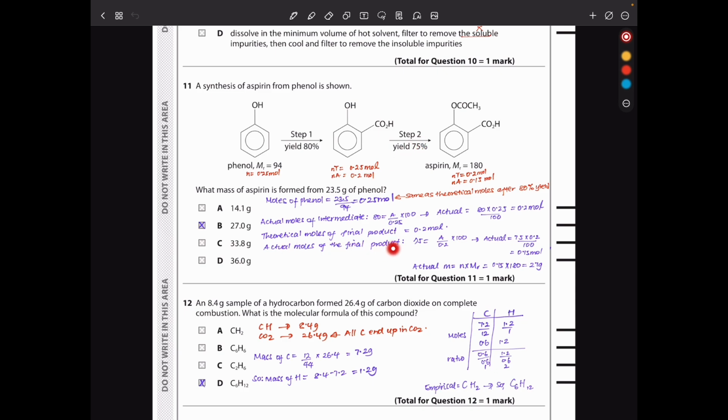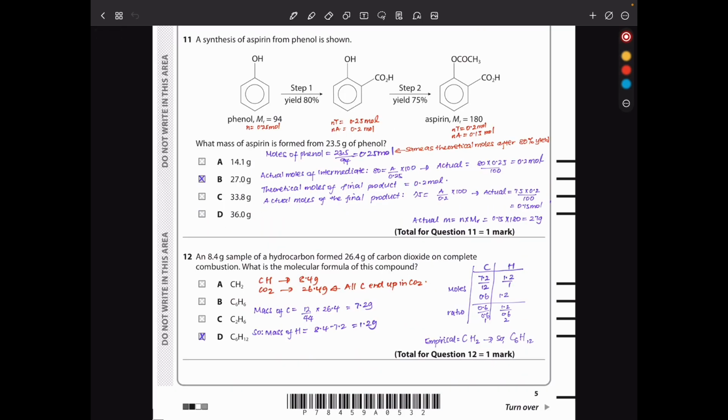So actual moles of the final product, using 75% yield: 75 equals the actual divided by 0.2 times 100, giving us 0.15 mole. These are the moles of the actual final product. So I can multiply those with the molecular mass in order to find the actual mass, which is 27 grams. And so B is the answer.